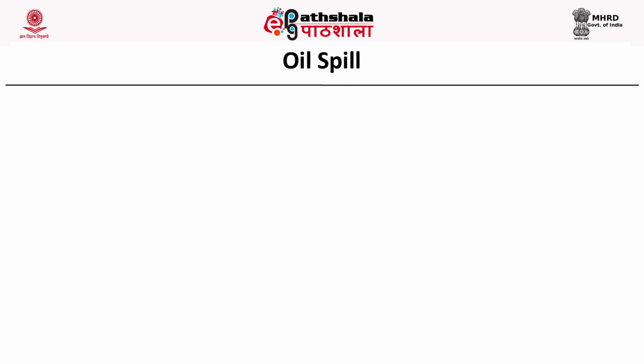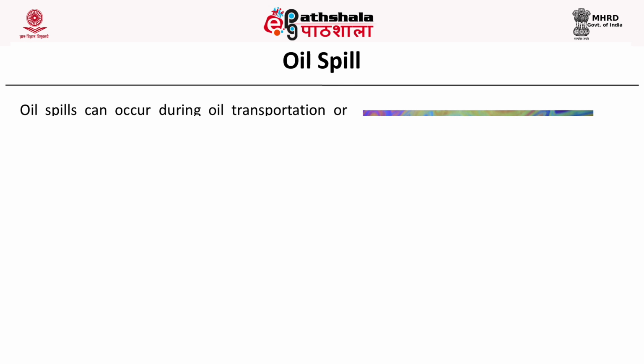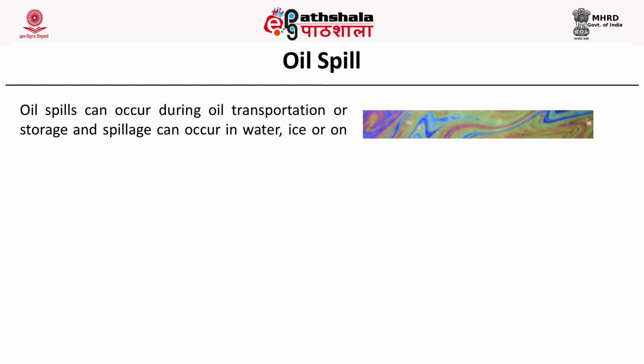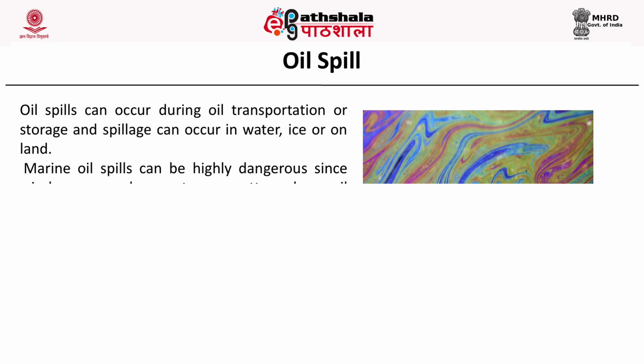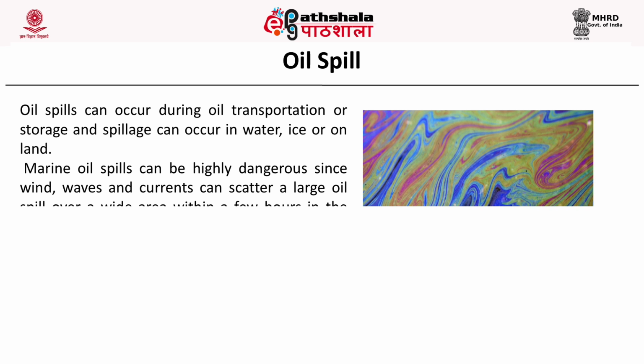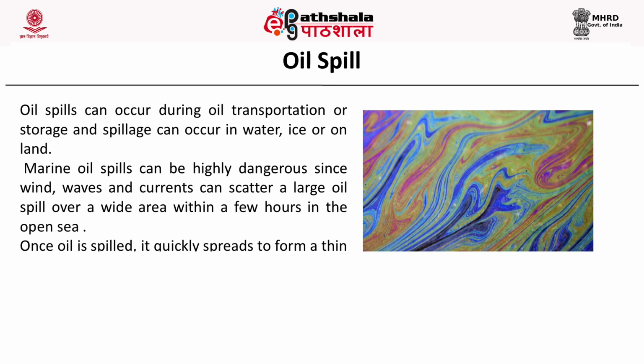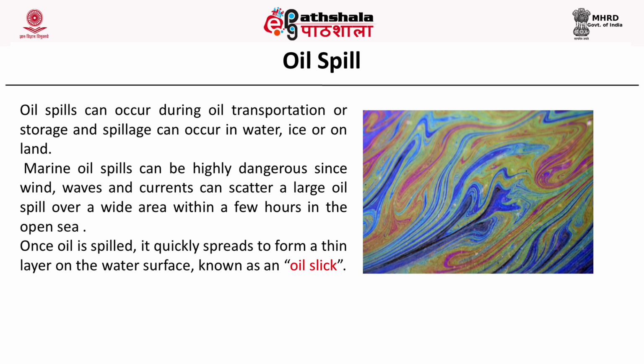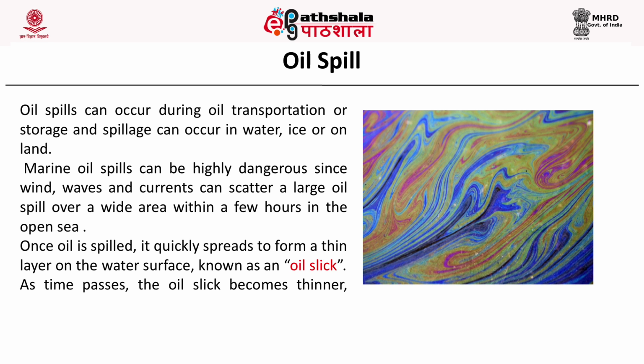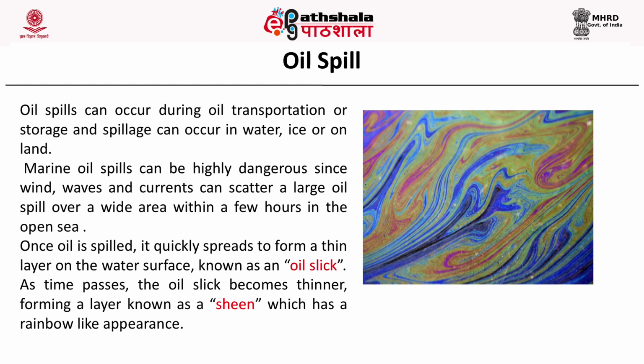Now coming to the man-induced disasters, the first one is oil spill. It can occur during oil transportation or storage, spillage in water, ice, or on land. It can be highly dangerous since wind, waves, and currents can scatter a large oil spill over a wide area within a few hours in the open sea. Once an oil is spilled, it quickly spreads to form a thin layer on the water surface known as an oil slick. As time passes, the oil slick becomes thinner, forming a layer which is known as a sheen that gives us a rainbow-like appearance.